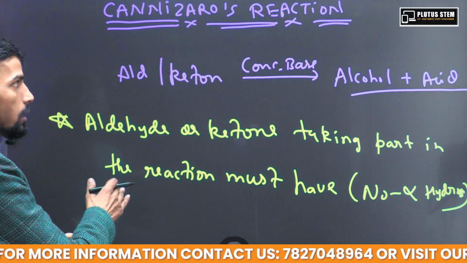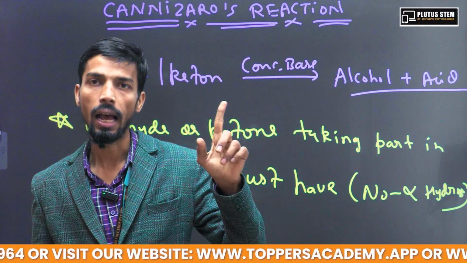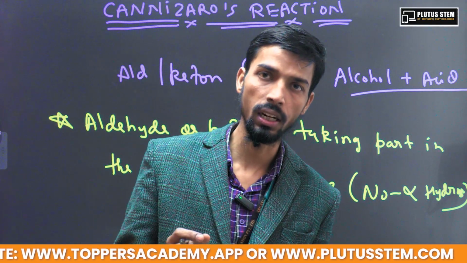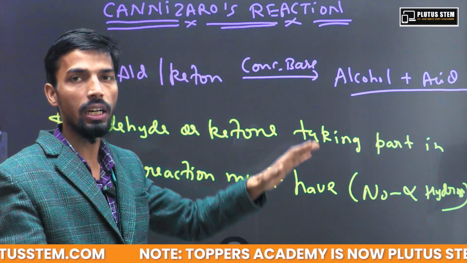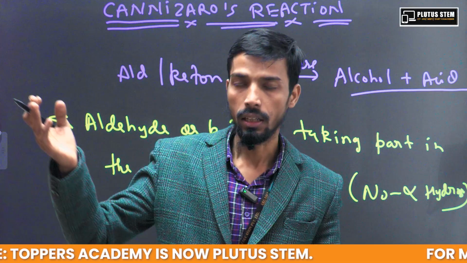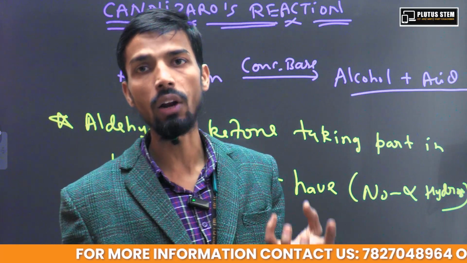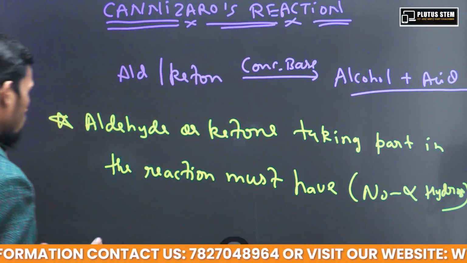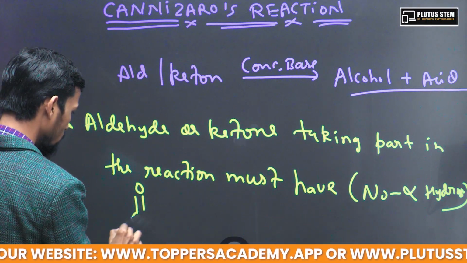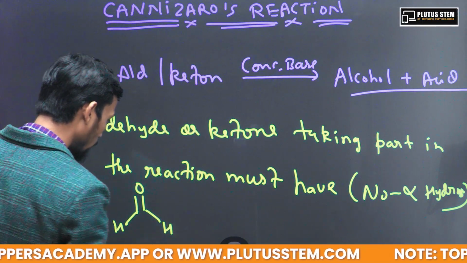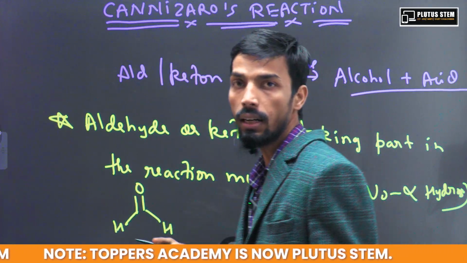If you compare this Cannizzaro reaction with the Aldol reaction, in the Aldol reaction the necessary condition is the presence of alpha hydrogen, whereas here the absence of alpha hydrogen is required. So if you see formaldehyde, HCHO, this compound doesn't have any alpha hydrogen.